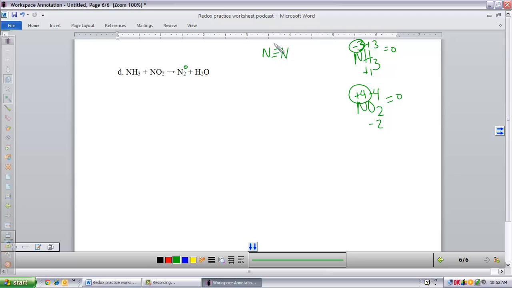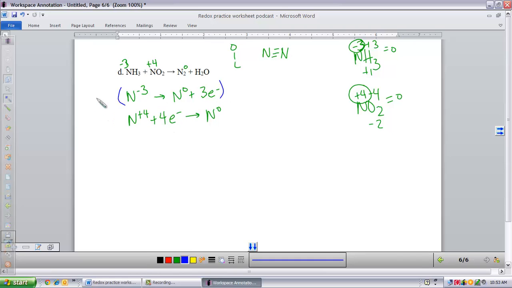Remember when I talked to you about diatomic molecules: they share their electrons, so there's not going to be any giving or taking. So you have a nitrogen over here that's a -3 and a nitrogen here that's a +4. In this equation, you have a nitrogen -3 going to 0, and a nitrogen +4 going to 0. Here you are oxidized. Oxidation is loss of electrons, so I'm losing 3 electrons. And down here you're reduced. You went from 4 down to 0, so you're gaining 4 electrons.